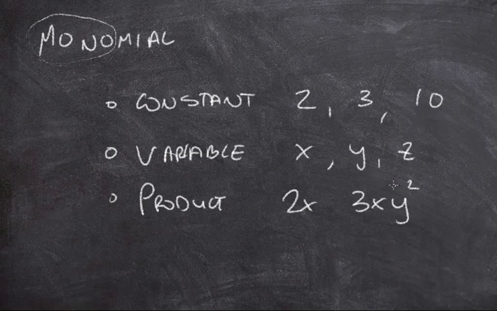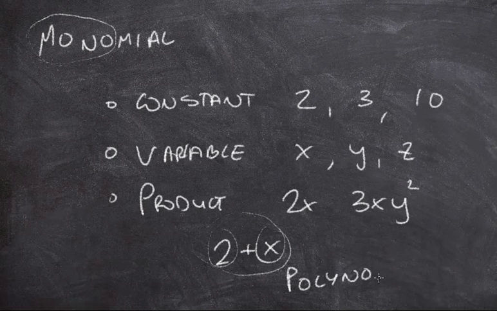The important thing is, as long as there's no addition or subtraction, if there's only multiplication and division, then it's a monomial. Because once you have addition and subtraction, like 2 plus x, these are each a monomial, but this is not a monomial. It's what's called a polynomial, and that'll be covered in a different video. So monomials are just one term. There's no addition, no subtraction, just multiplication or division.